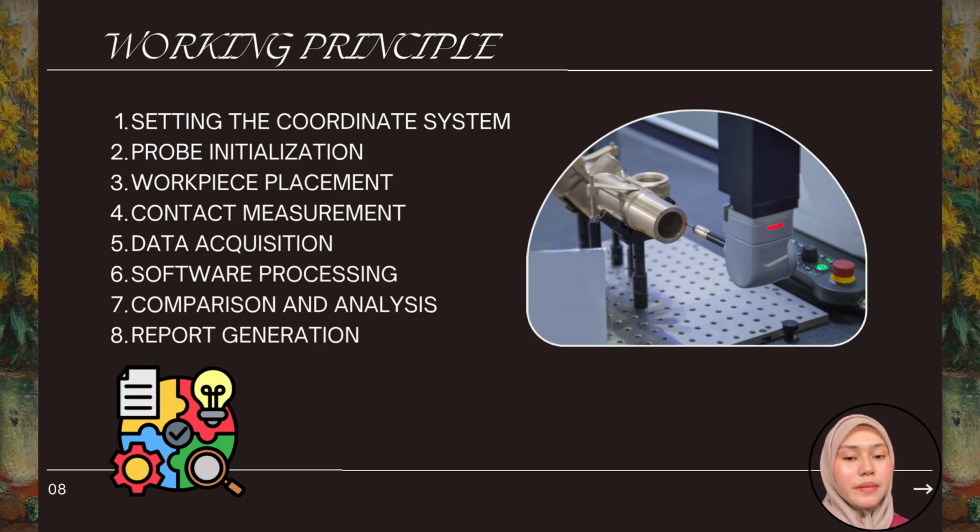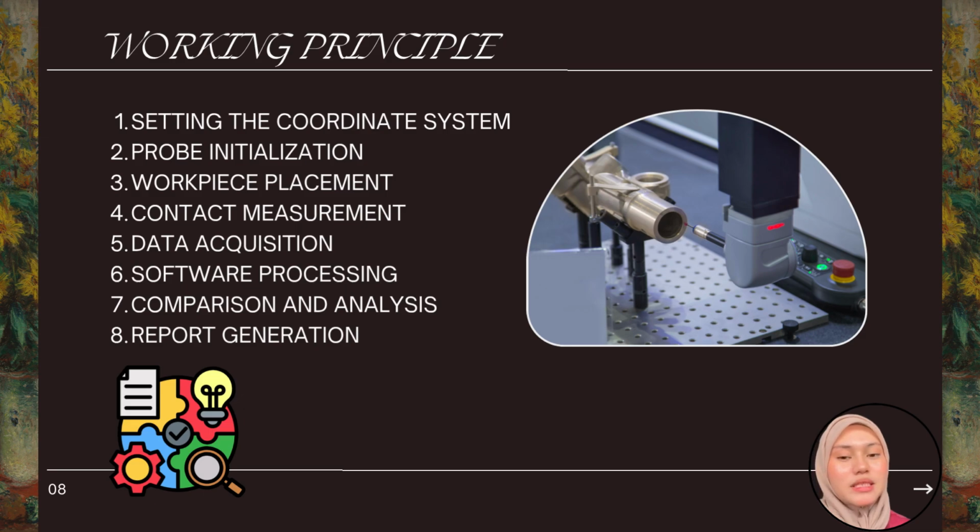The second step is probe initialization. So the probe will touch the surface of the material where the measurement process will begin. Before that, the probe will be checked first to ensure that it can function properly. This is because the probe functions to touch the surface of the material to obtain the measurement calculation. Therefore, the probe needs to be calibrated so that the readings are accurate.